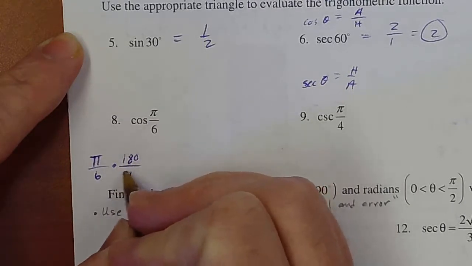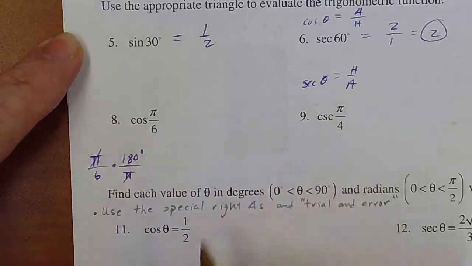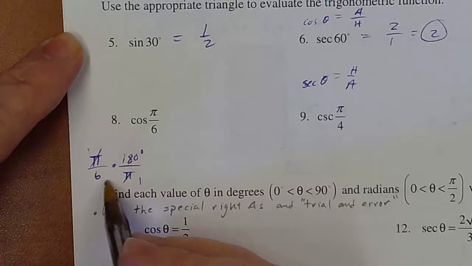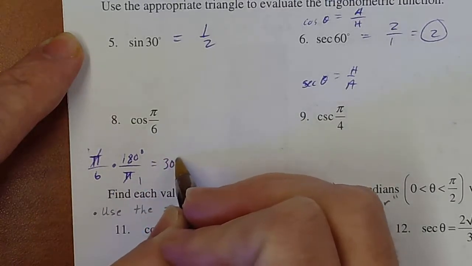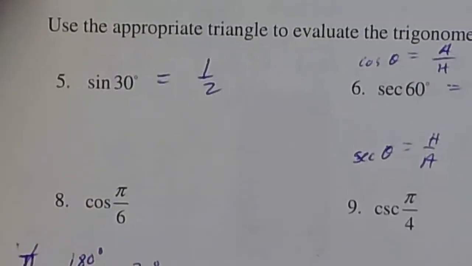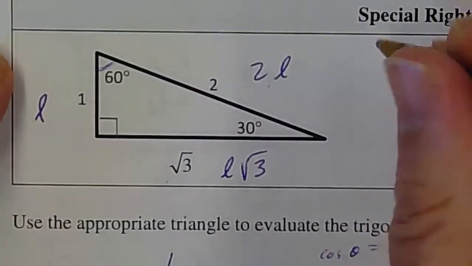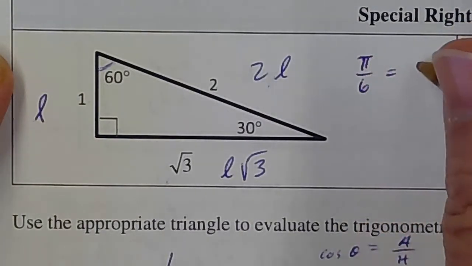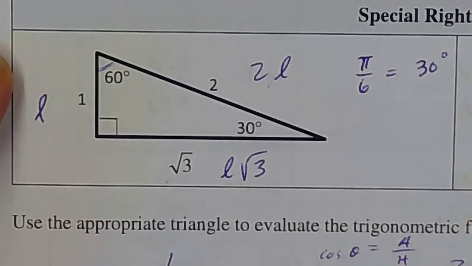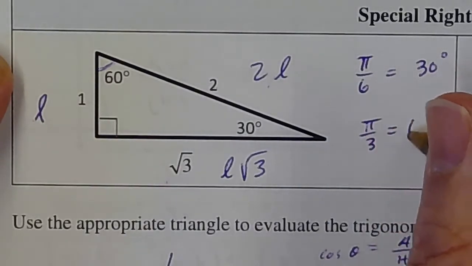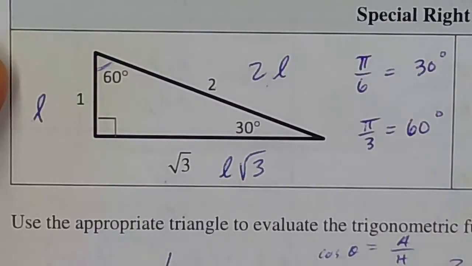So I'd want to put the pi in the bottom of this conversion factor, so that's gone, and then do the math. So I've got 180 on top, divided by 6, which is 30 degrees. That's a common angle. The quicker you get that memorized, the better. It might even be good to write that up here in this box. Pi over 6 is the same as 30 degrees. Okay, pi over 3 in radians is equal to 60 in degrees.